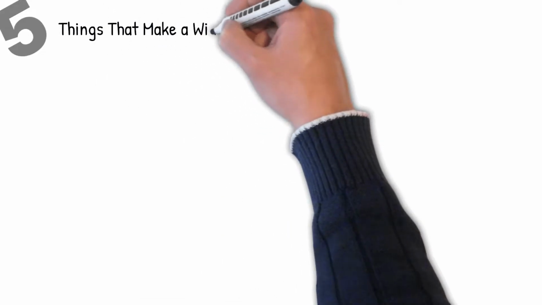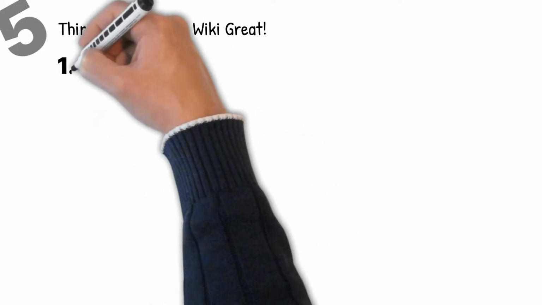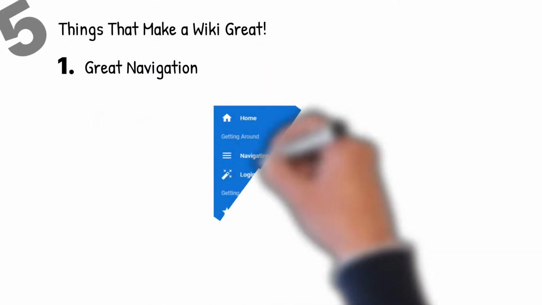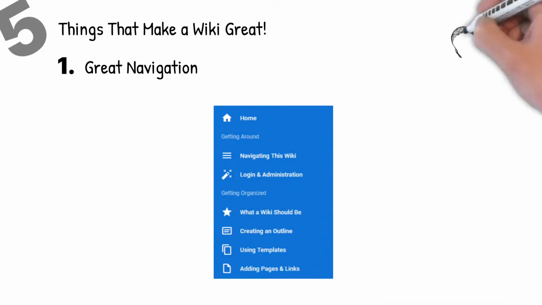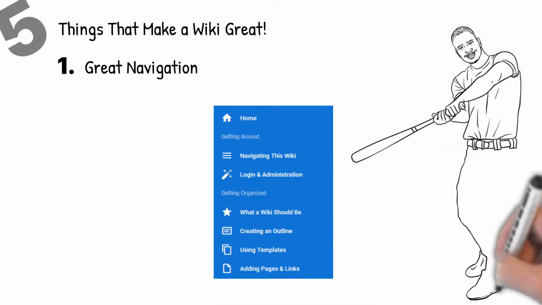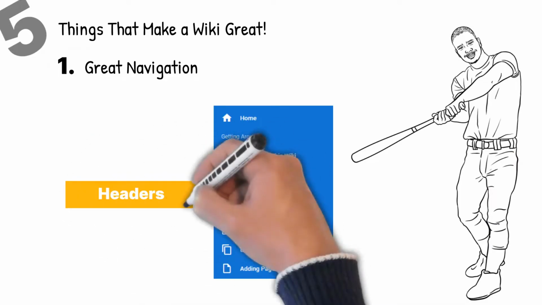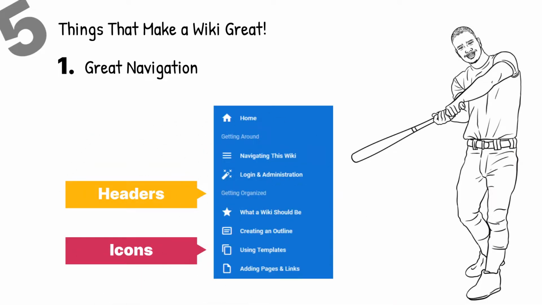Okay, there are exactly five things that make a wiki great, so let's take a look at them. First, a wiki must have great navigation. People can't use your information if they can't find it. Include headers and icons in your navigation to help folks get to the most frequently used facts quickly.